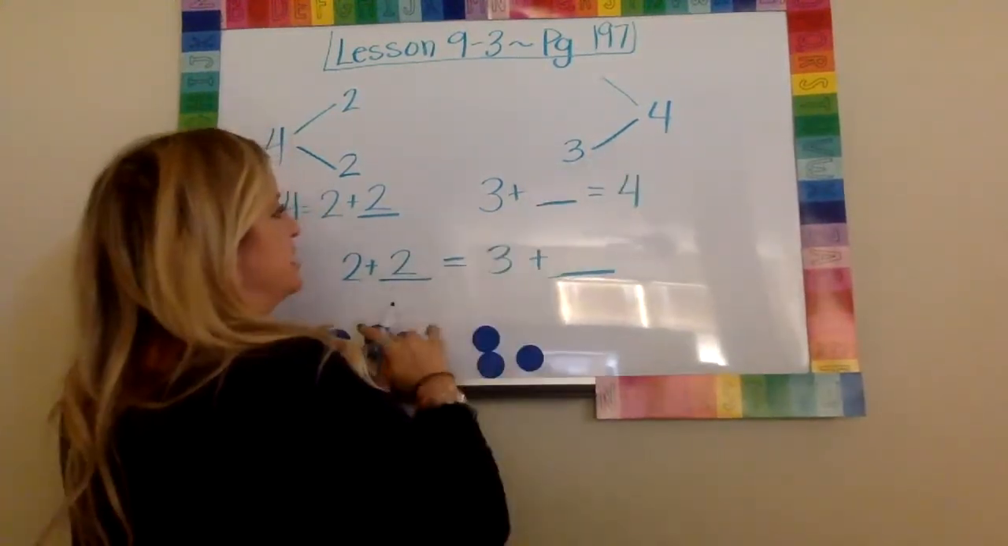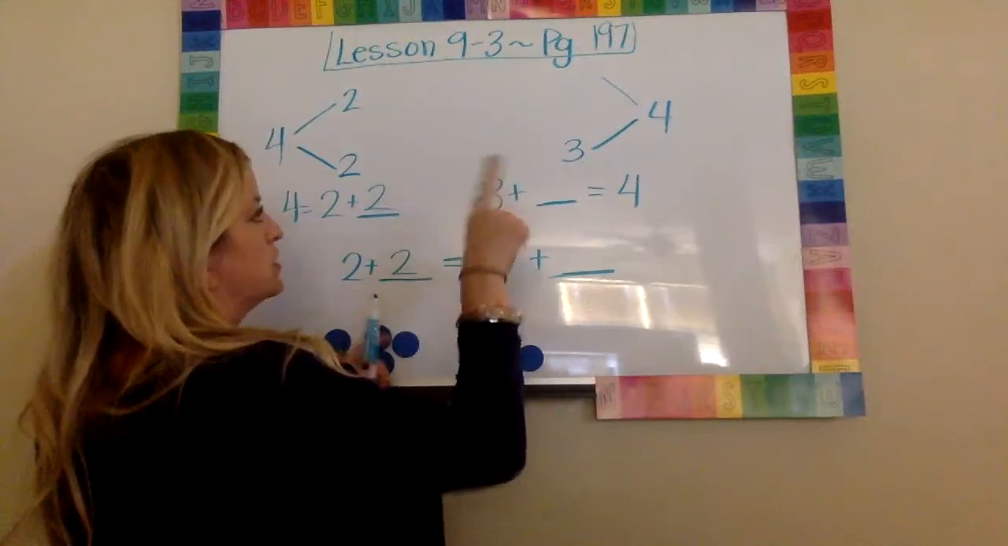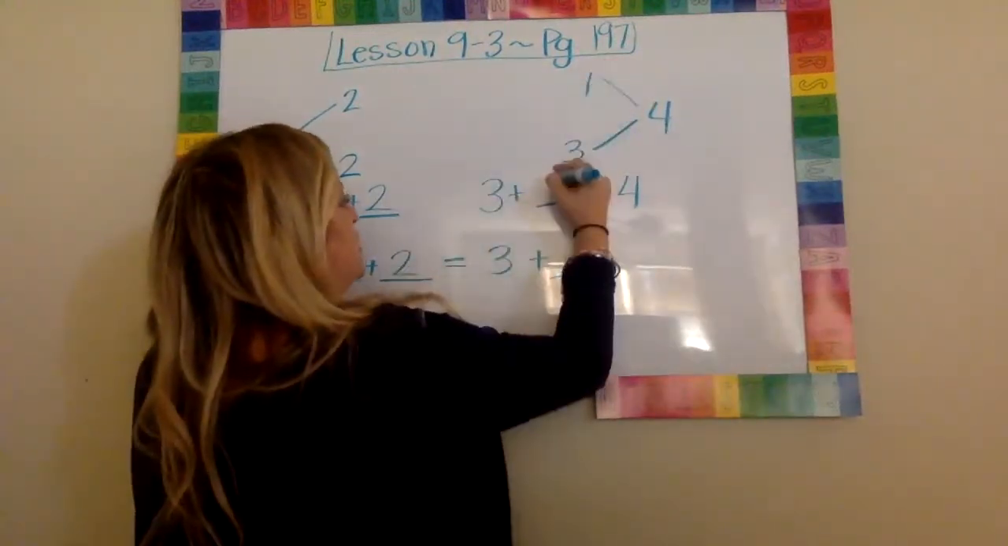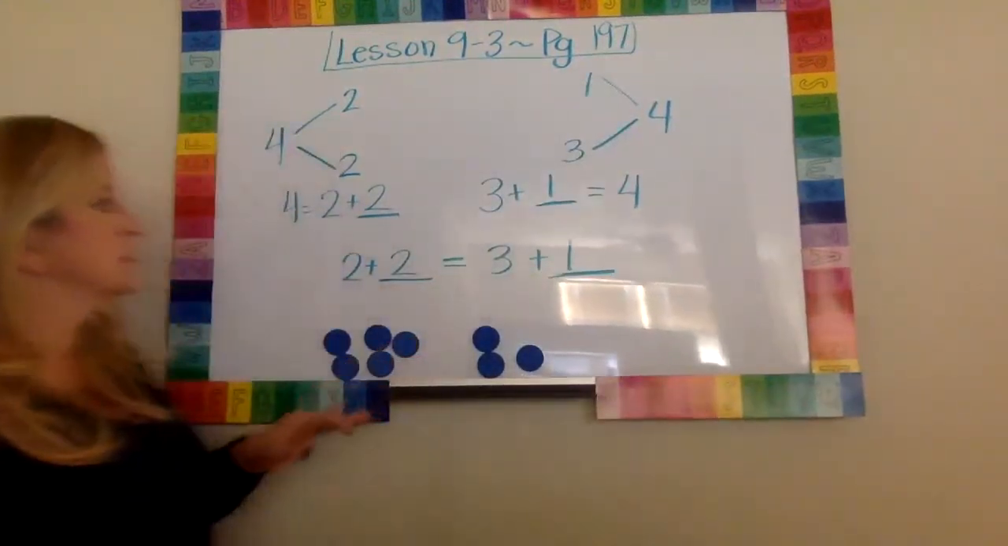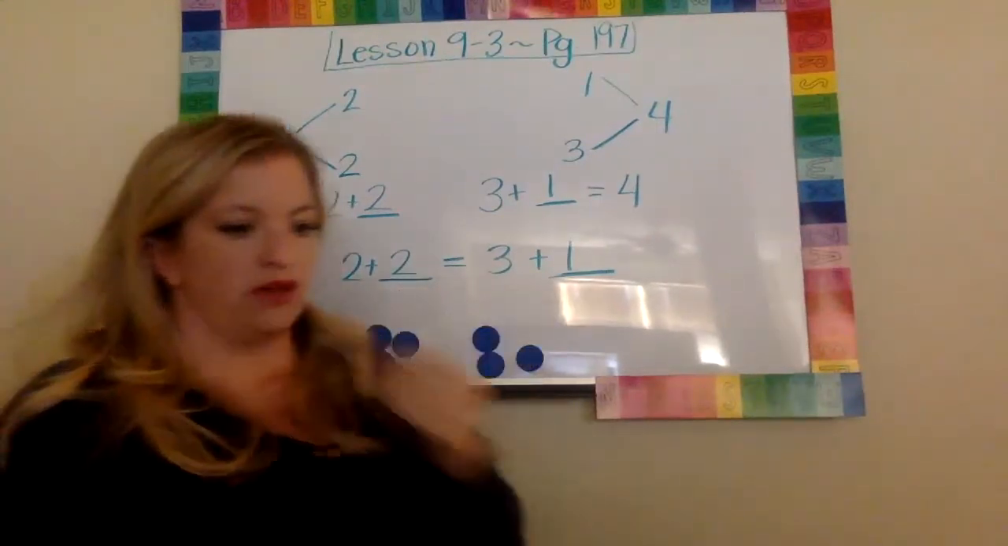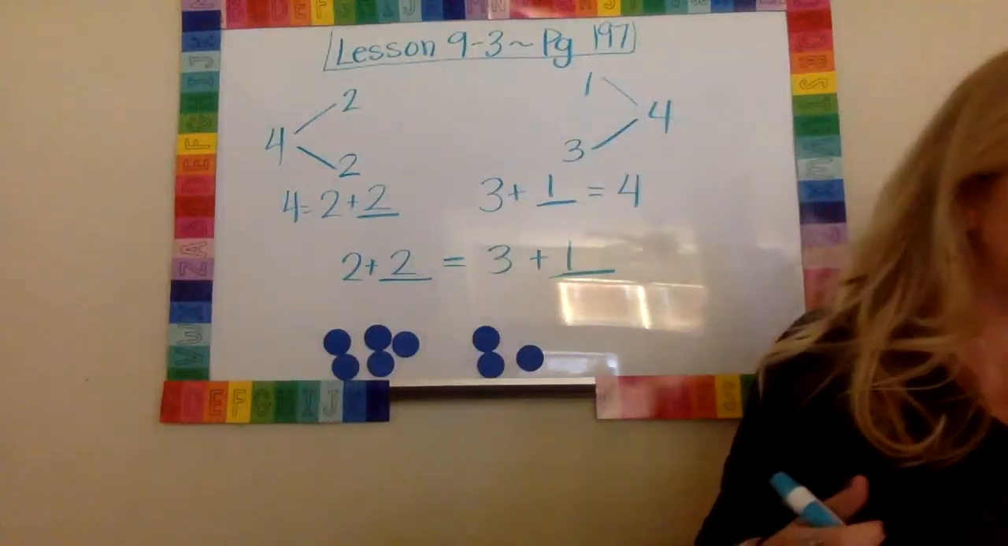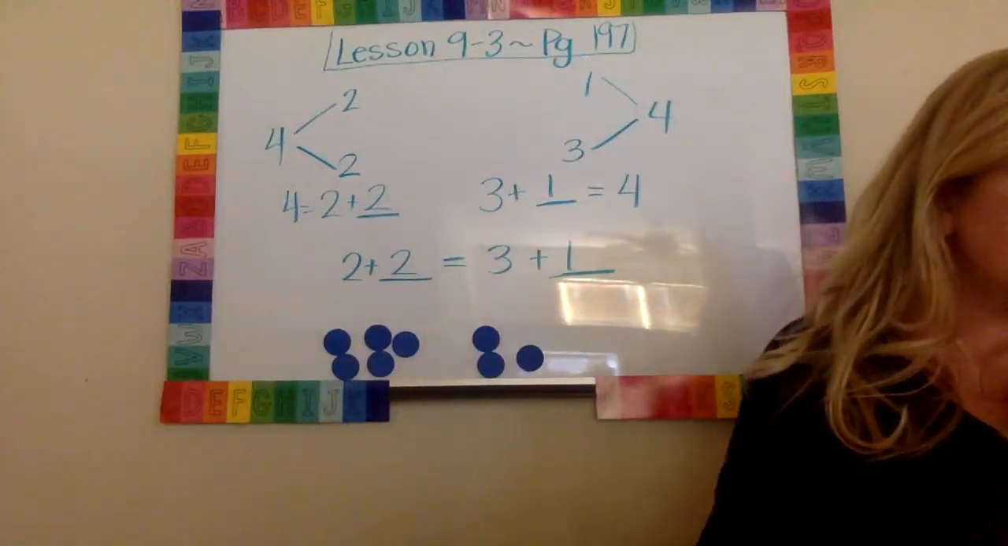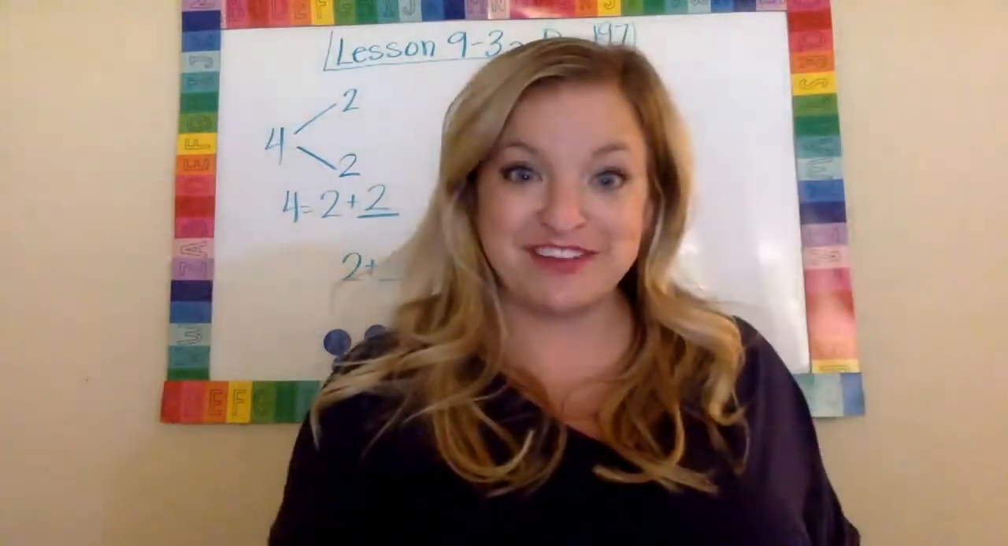4 can also be broken down into 3 plus 1. 2 plus 2 is the same as 3 plus 1, just broken down differently. Turn the page. Oh, Jax. Cool. We have a friend named Jack.